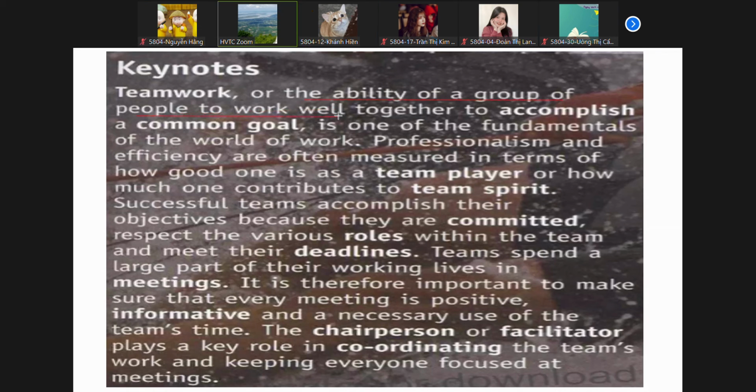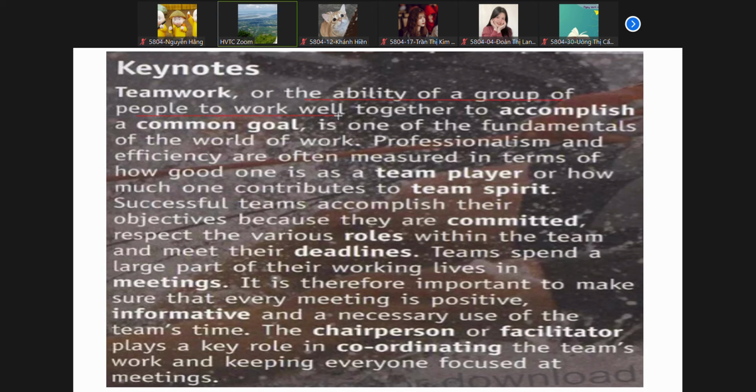In fact, if we look at the first sentence of the keynotes, we will know how to give the definition of teamwork. Use your own words so that we can understand and give a very simple definition of teamwork. Teamwork indicates the ability of a group of people working well together to accomplish a common goal. And they said that accomplishing a common goal is one of the fundamentals of the world of work. So that's why teamwork can be defined like that.